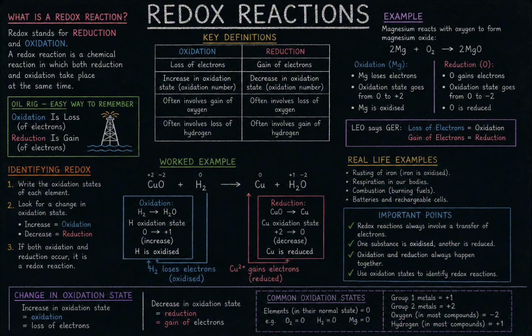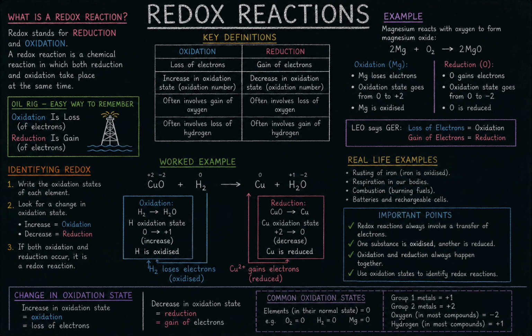The best memory trick. Remember, OIL RIG. Oxidation is loss. Reduction is gain. This refers to electrons. Example: magnesium reacts with oxygen. Magnesium loses electrons, so magnesium is oxidized. Oxygen gains electrons, so oxygen is reduced. Both happen together. That makes it a redox reaction.